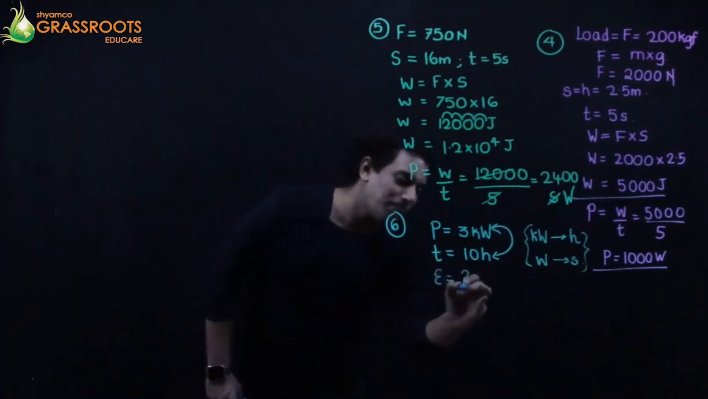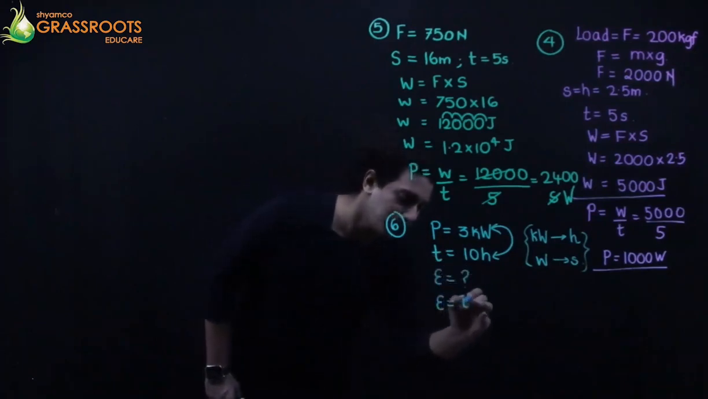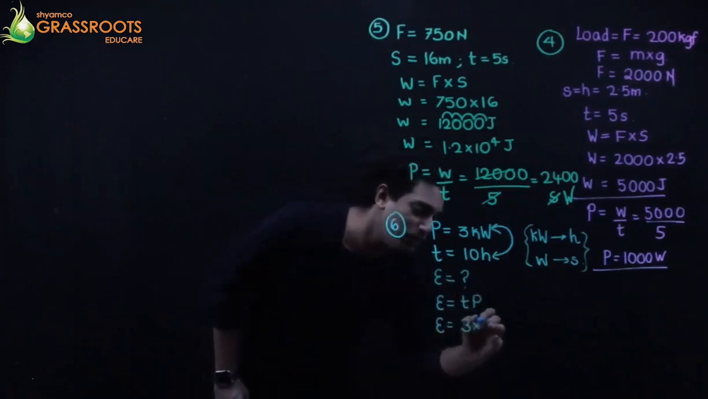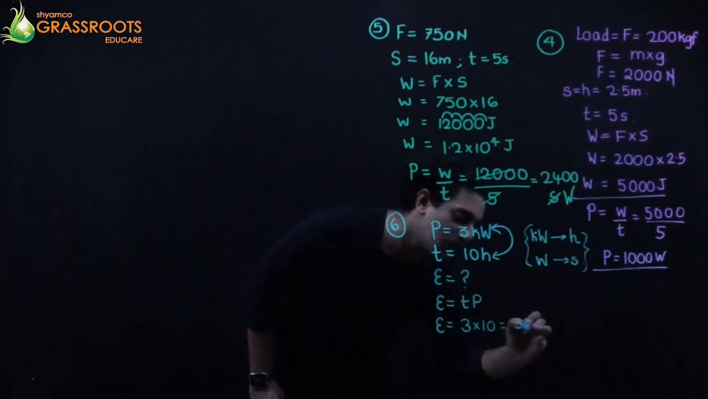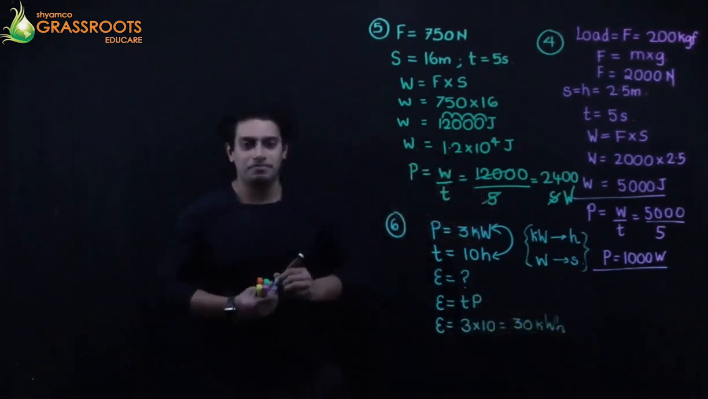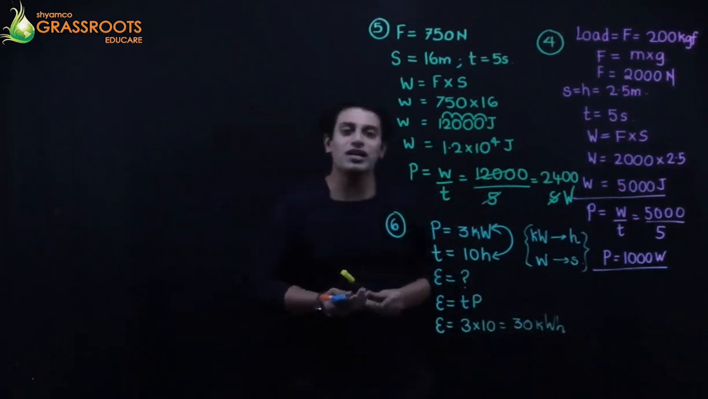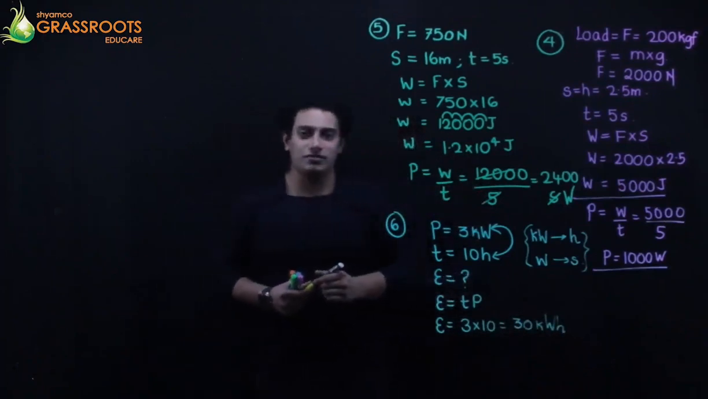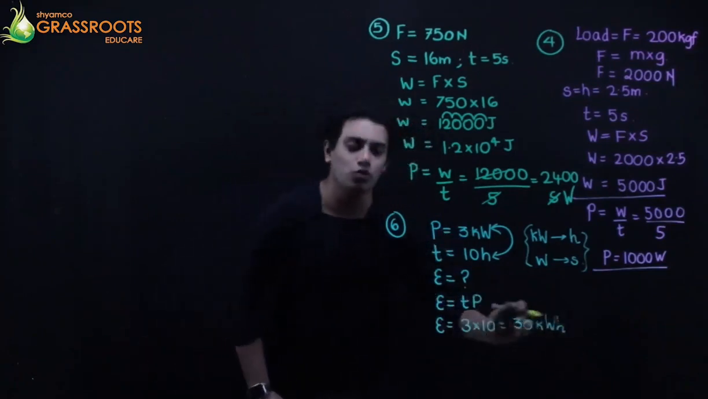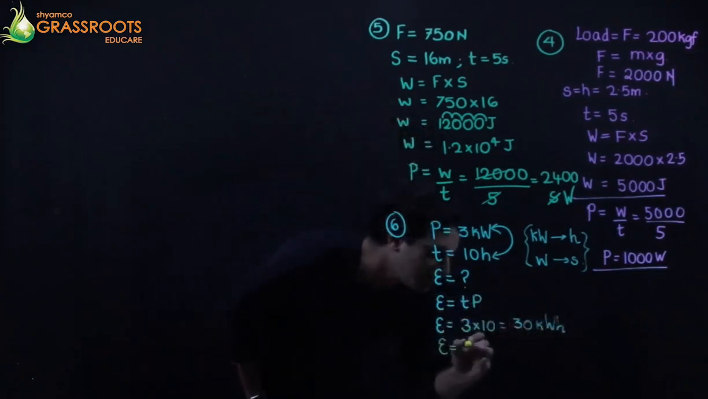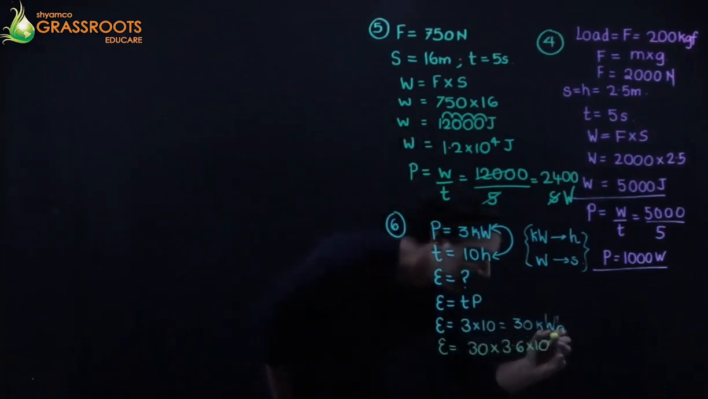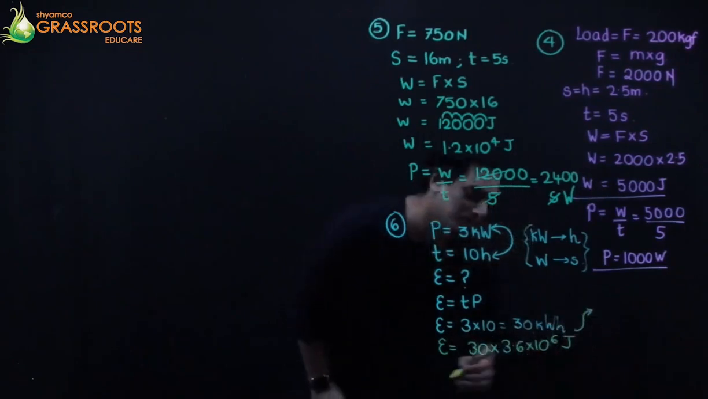Energy is equal to power into time. So energy is equal to 3 into 10. Answer will be 30 kWh, kilowatt hour. Now they are also asking me the answer in joule. I told you about the conversion: kilowatt hour to joule, multiply by 3.6 into 10 raised to 6 joule.